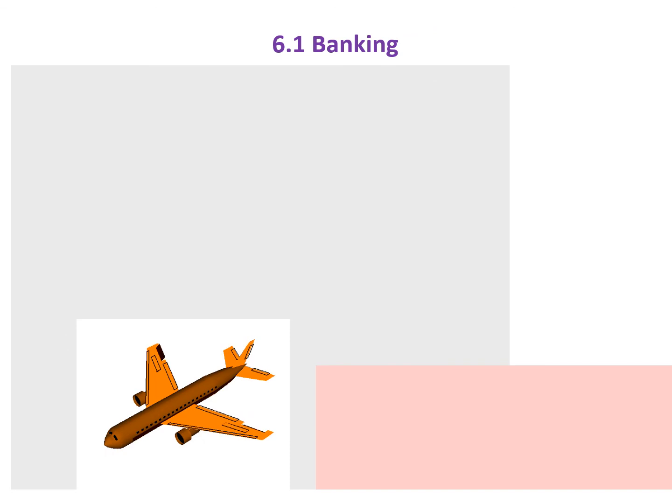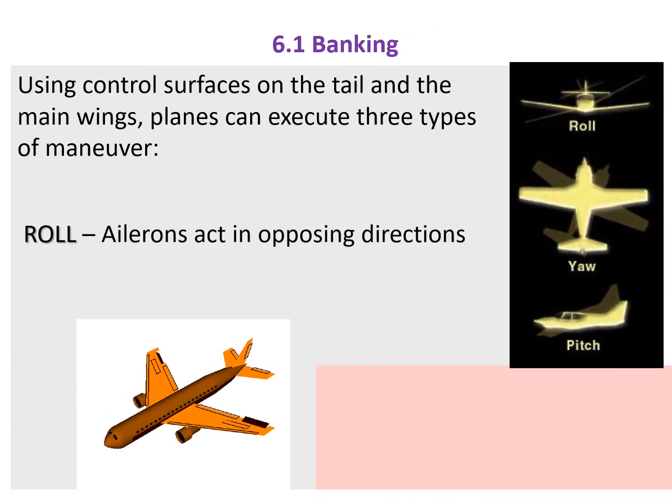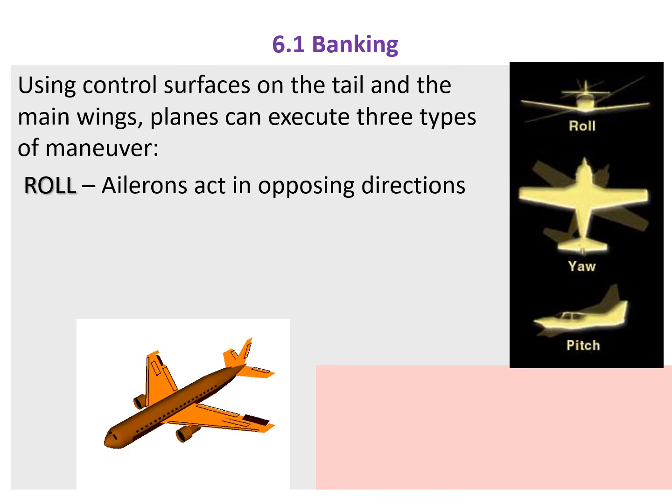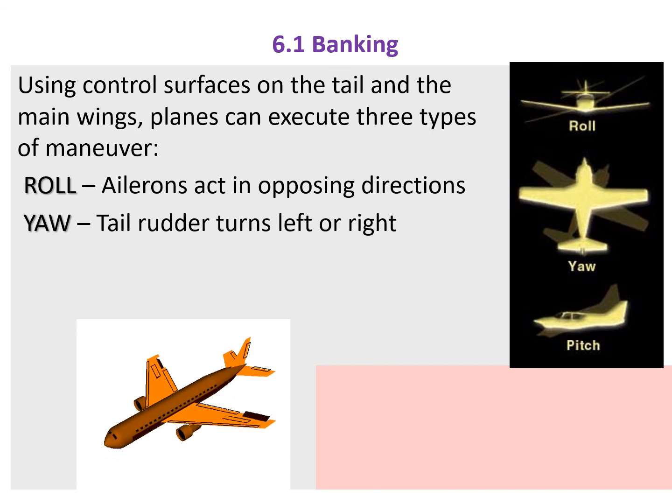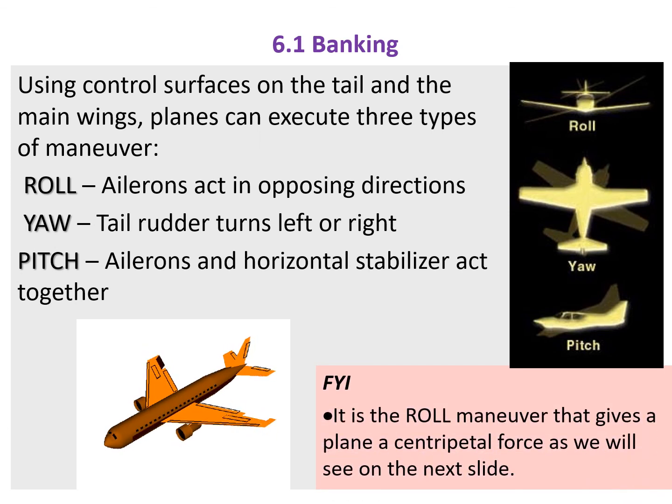Okay, really quick, airplanes can do 3 maneuvers while traveling. You may have to know these: roll, yaw, pitch. Roll, the ailerons act in opposing directions. Yaw, tail rudder turns left or right. Pitch, ailerons and horizontal stabilizer act together. So it is a roll maneuver that gives a plane a centripetal force, as we will see on the next slide.